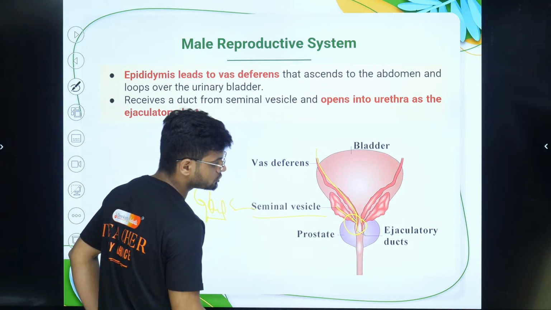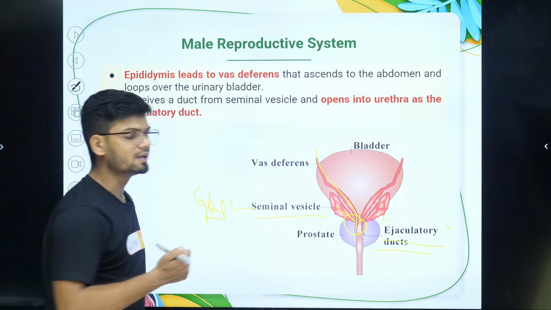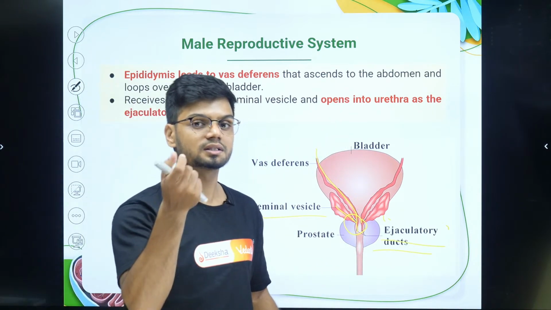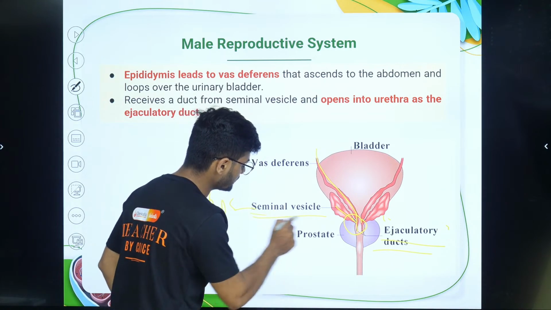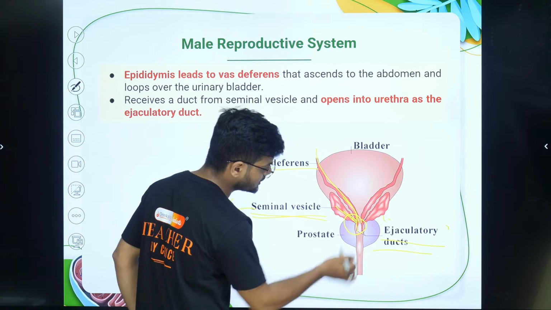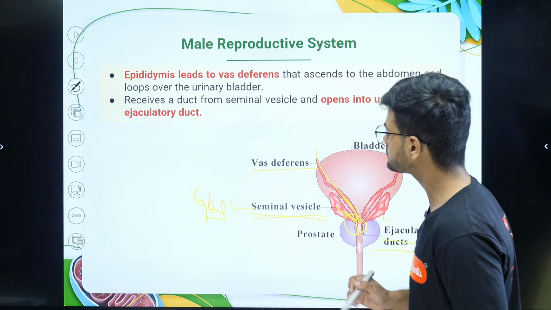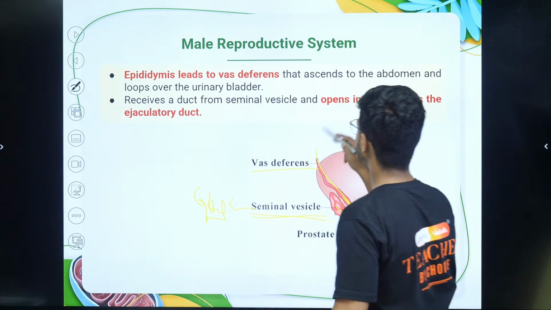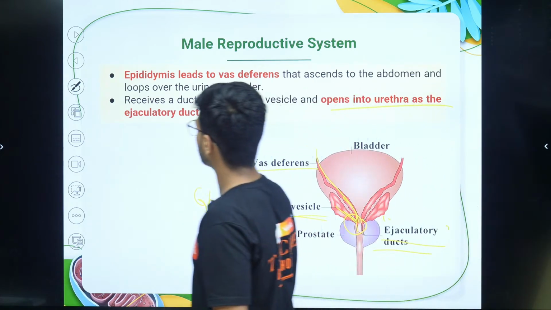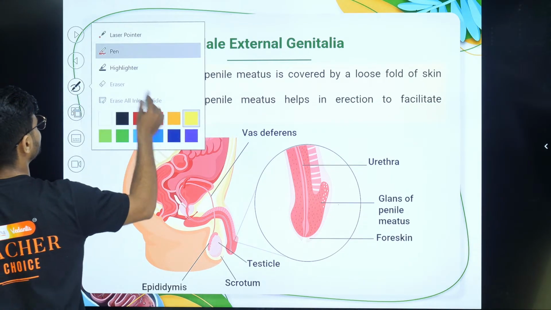And this common duct is called what? Ejaculatory duct. This common duct is called what? Ejaculatory duct. The ejaculatory duct is a duct made up of the seminal vesicle duct and the vas deferens. Both come together and meet here, and that is called the ejaculatory duct. Very important. Now, it receives a duct from seminal vesicle, opening into the urethra, called the ejaculatory duct. Now, that is the ejaculatory duct.